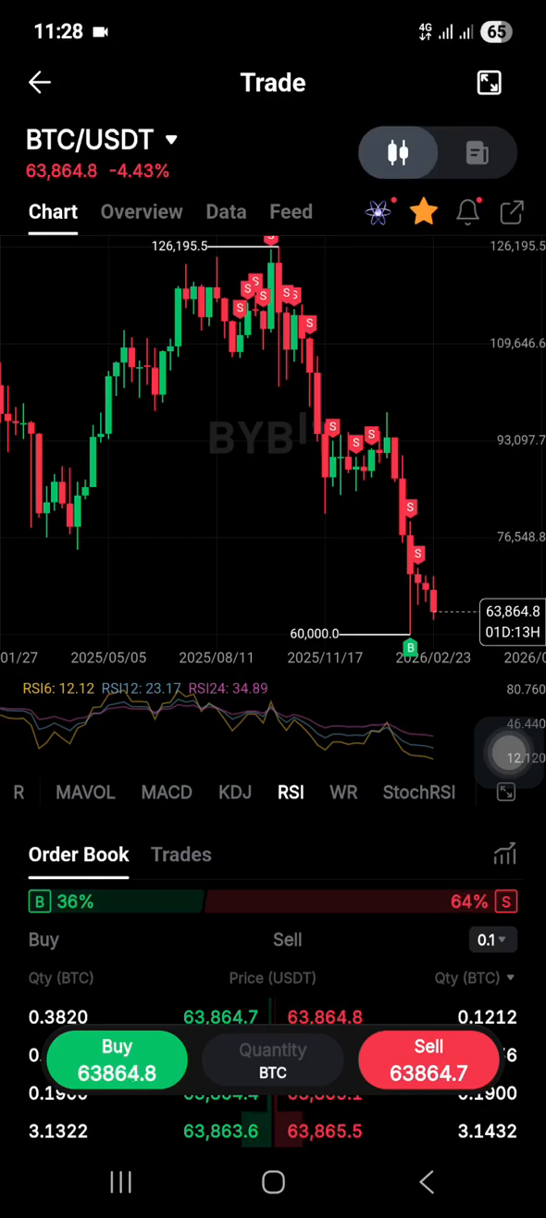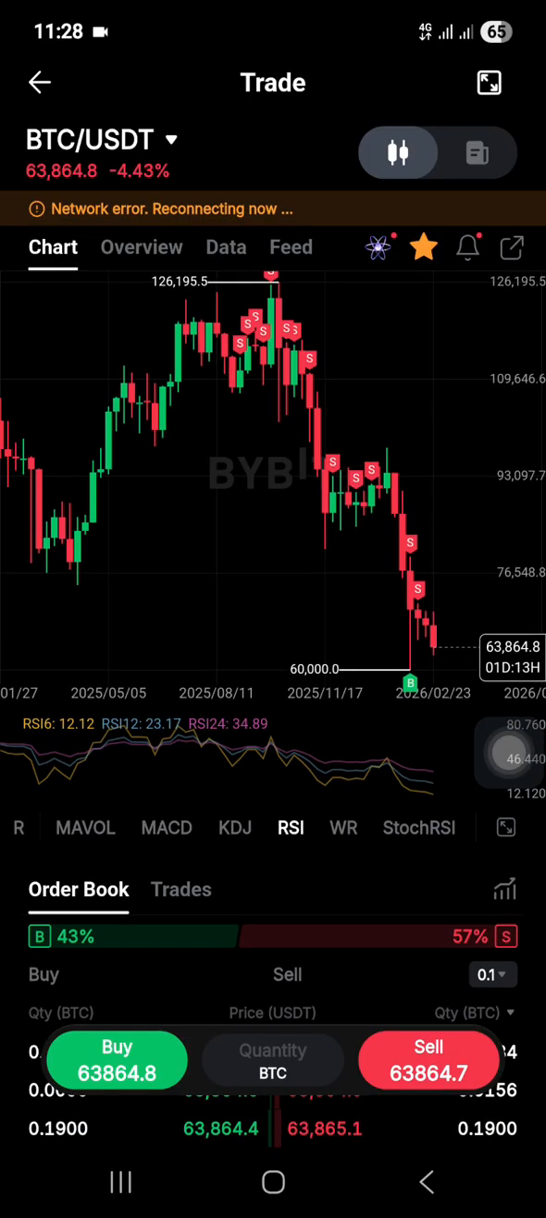In this video, I'll be showing you how RSI works and how you can use it to generate signals and trade profitably. Let's get started. So RSI is called Relative Strength Index. For those who don't know, it's called Relative Strength Index, and this is where to find it.